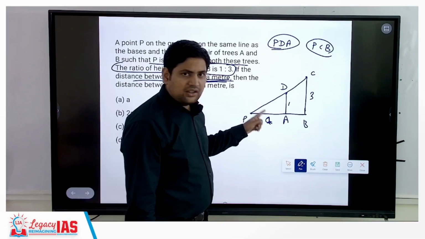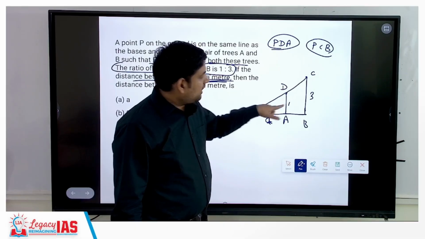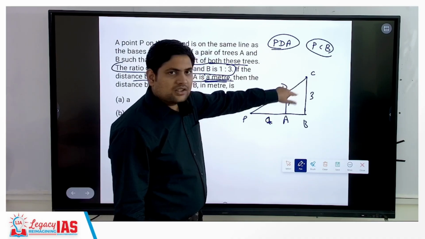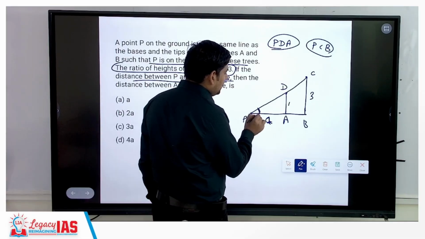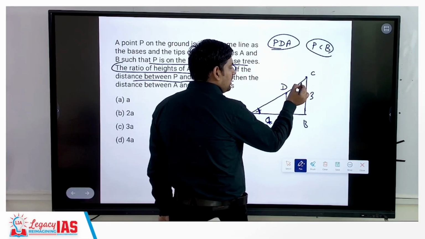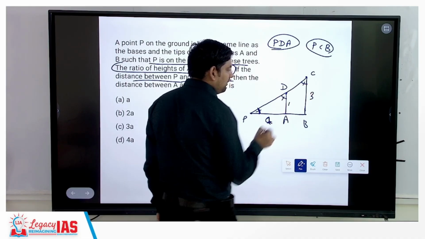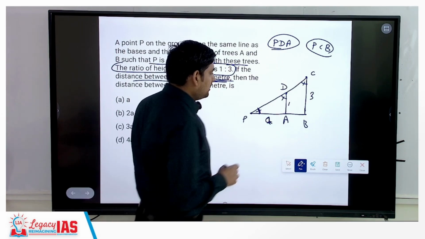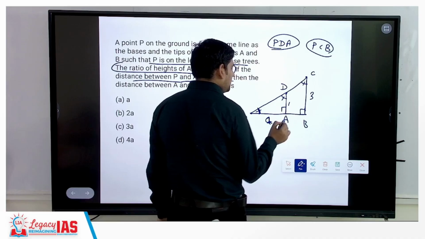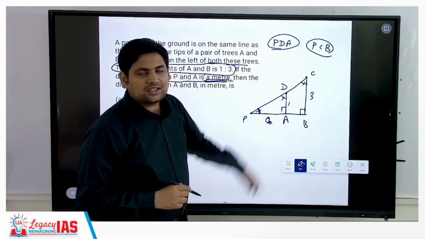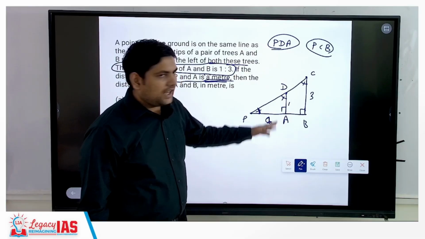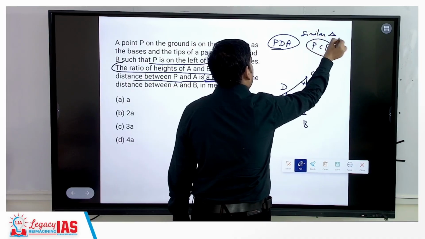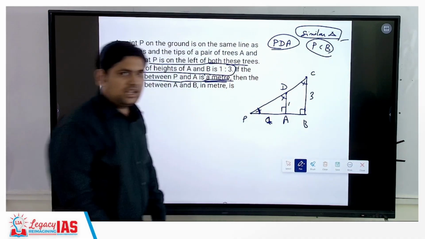PDA and PCB. Now these will be similar triangles. Why? Because they have an angle in common. This angle and this angle will be equal, alternate opposite angles. So because these are parallel lines, this will also be equal. See, one angle is common. Now, see, this angle and this angle will be equal. Why? Because these are parallel lines, correct? This is 90 degrees, this also is 90 degrees, correct? So all three angles are the same. So when all three angles are equal, what do they become? They become similar triangles.